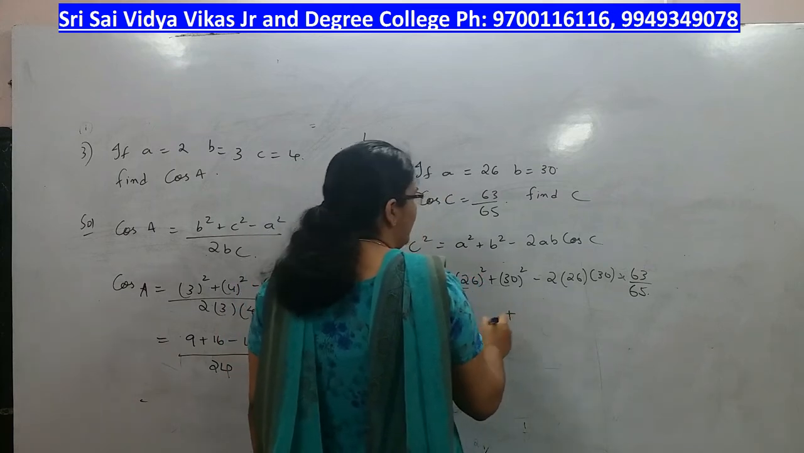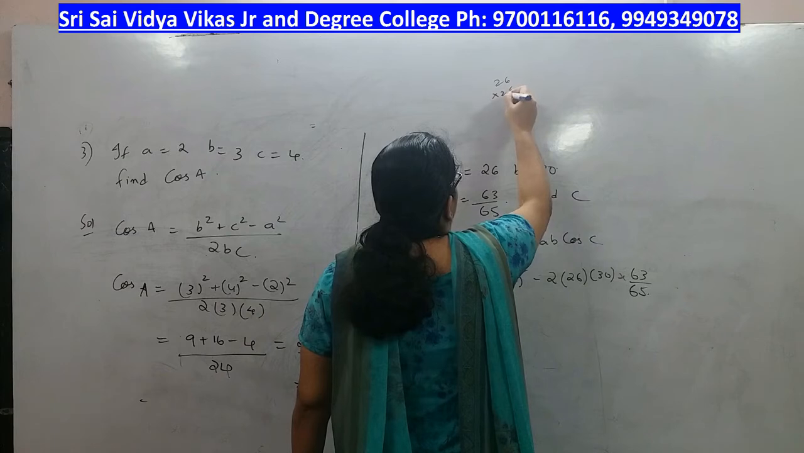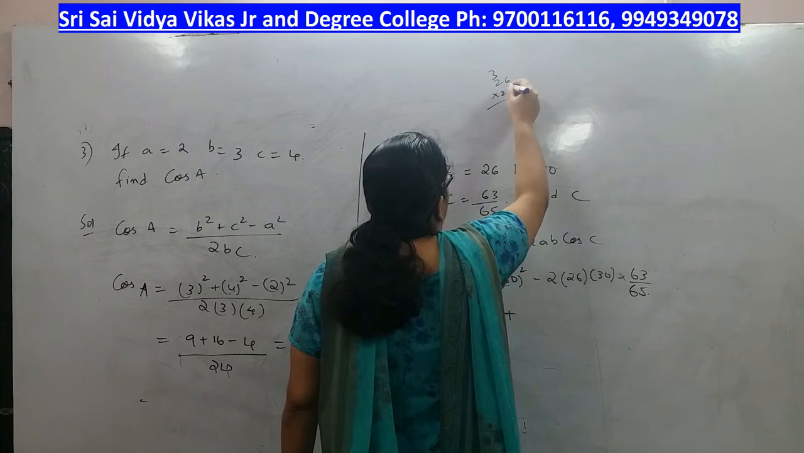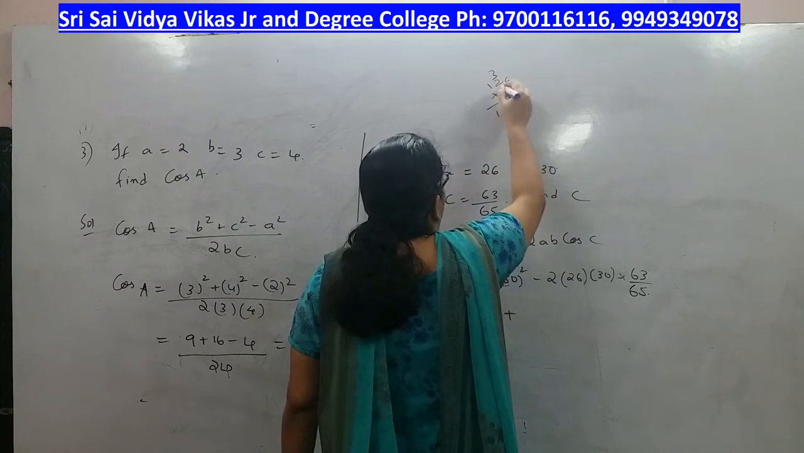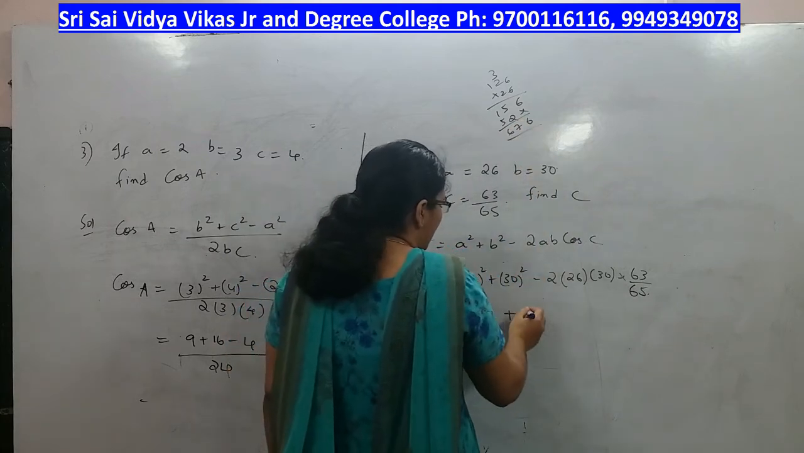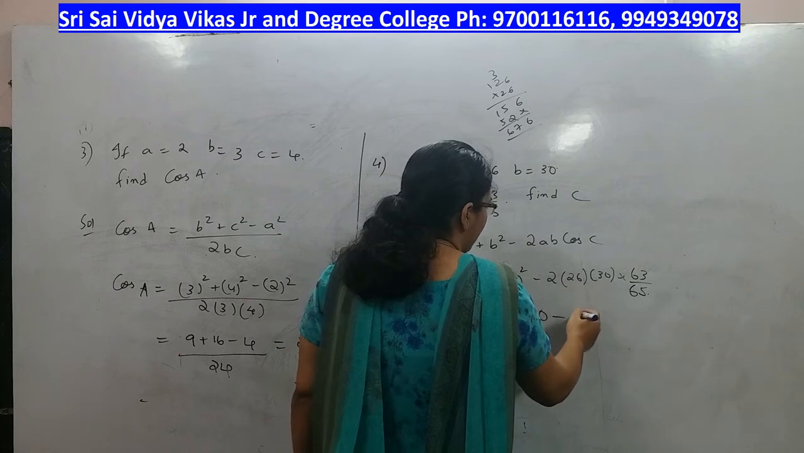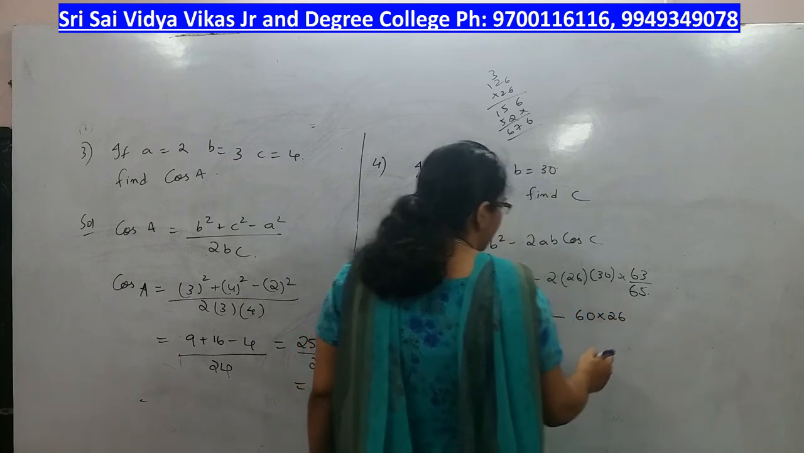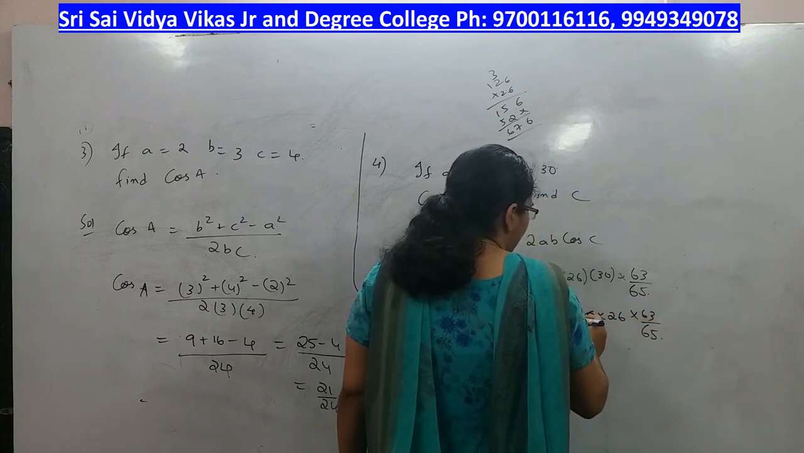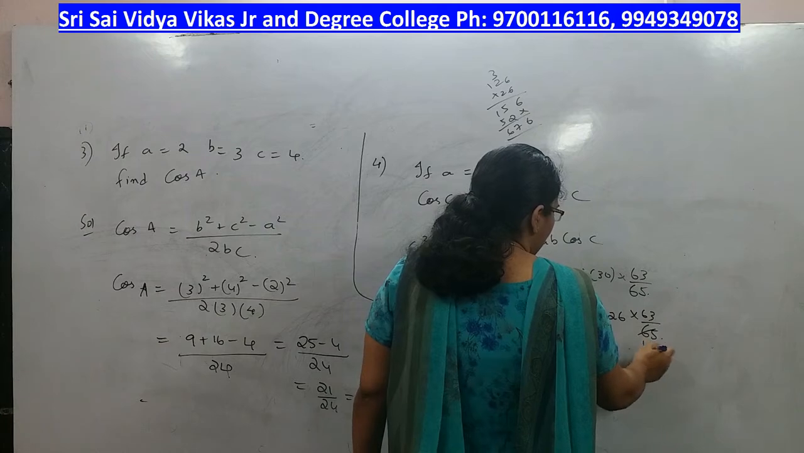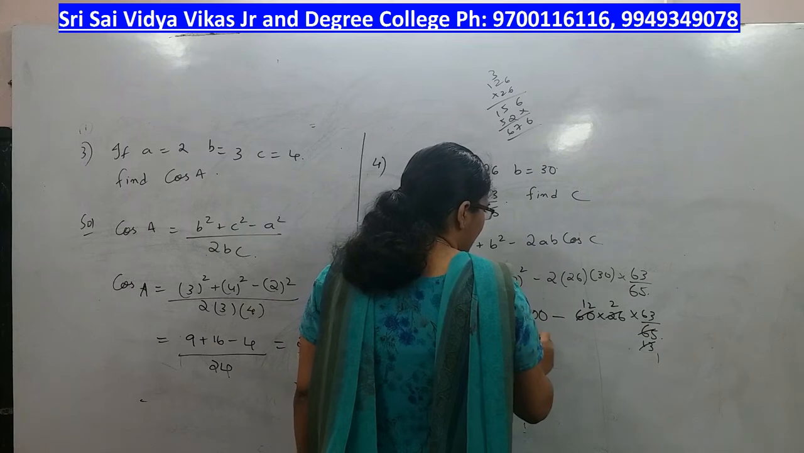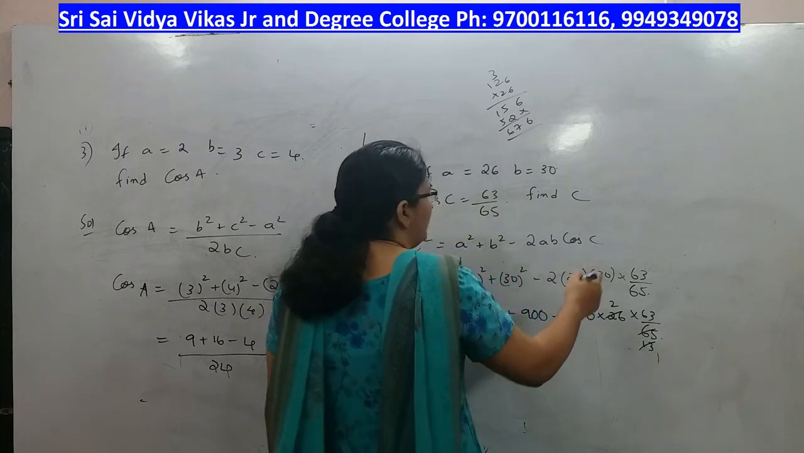26 into 26 is 676, 6 6s are 36, 6 2s are 12, 15, 2 6s are 12, 2 2s are 4 plus 1 is 5, 676. 676 plus 900 minus 60 into 26 into 63 by 65. 5 13s are 65, 13 2s are 26. So this is 1576 minus 24 into 63.